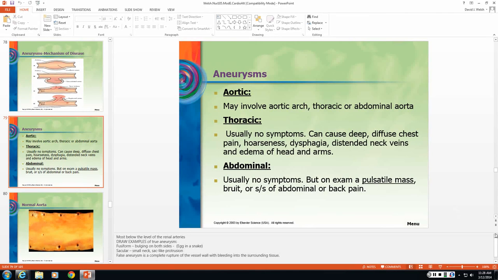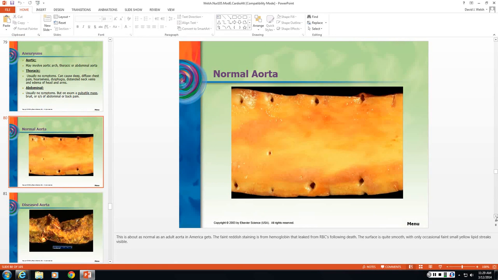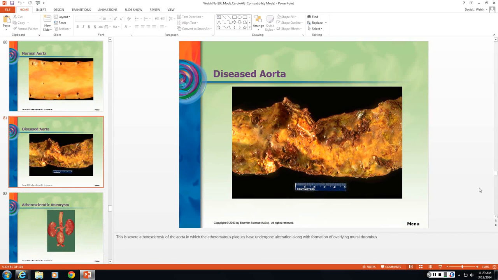Now remember too, there's such a thing called a false aneurysm, and that is basically a complete rupture of the vessel wall with bleeding into the surrounding areas. So this is basically what a normal aorta looks like. And here's an aorta that's had arteriosclerosis, the plaques that have gone and had multiple thrombus.